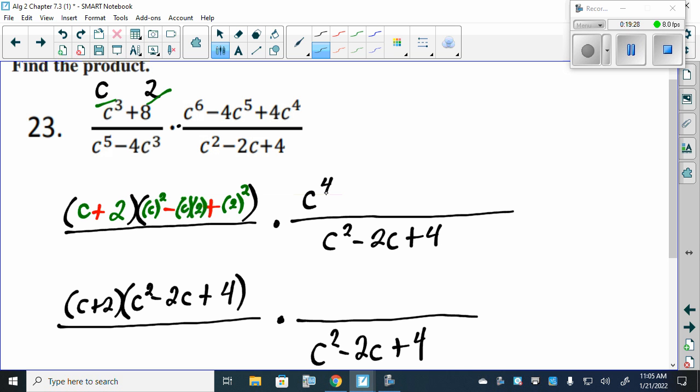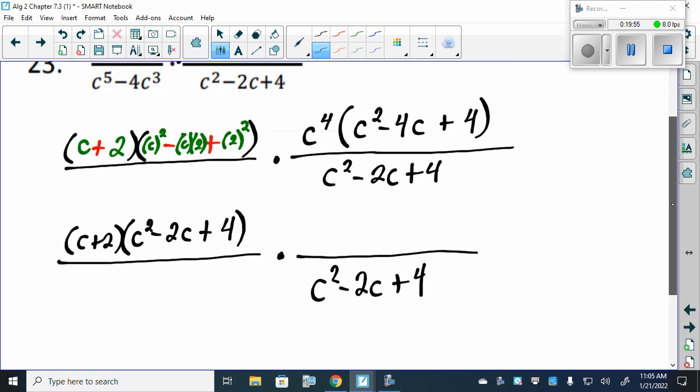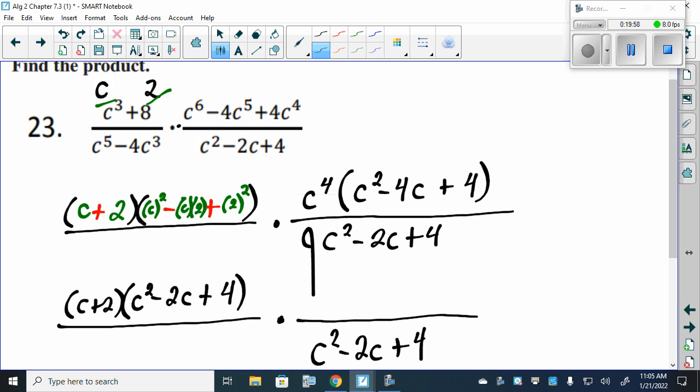So if I pull c to the 4th out of each one of these, well, c to the 6th will become c squared minus 4c plus 4. Factoring out that c to the 4th has left us with c squared minus 4c plus 4. We know how to factor that. And we can go on and do that, because we'd have our c to the 4th in our two sets of parentheses.